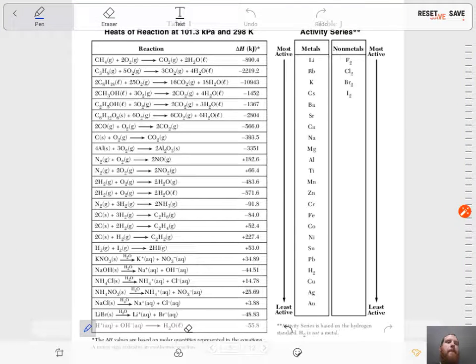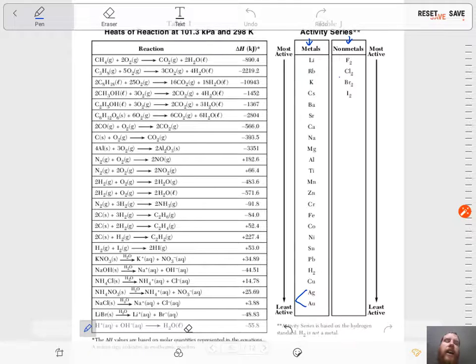Okay, you've got the most active, you've got your metals, and you've got your nonmetals. So this is why it's important to be able to identify which one's which. The higher up you are, the more active the metal is. Lithium is going to replace any other metal in a compound when it's by itself because it's so active, whereas gold is the least active. Think about these last 2.